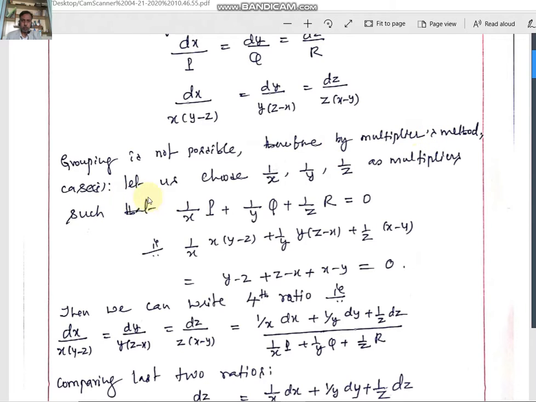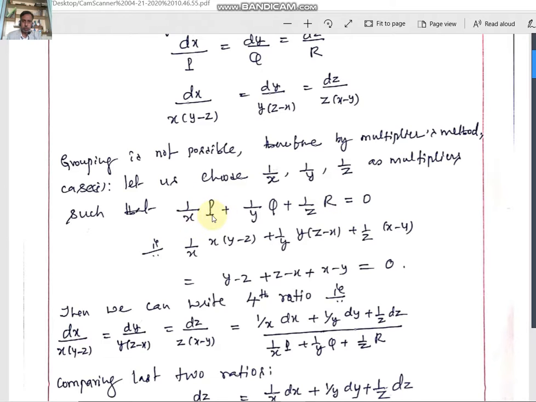So first case, let us choose 1 by x, comma 1 by y, comma 1 by z as multipliers. How can we choose these as multipliers? We have to choose these terms such that when you multiply them along with capital P, capital Q, capital R, that sum should become 0.